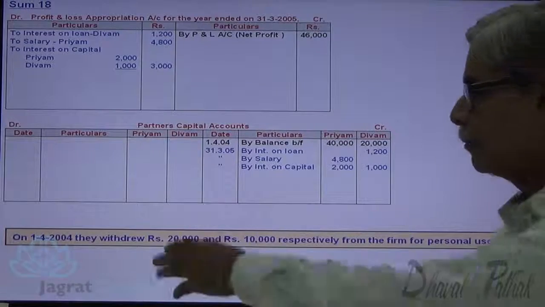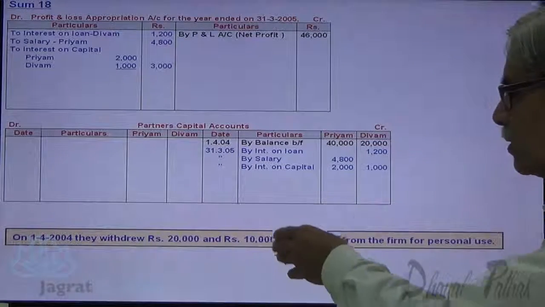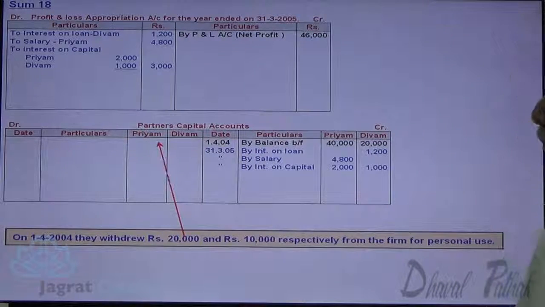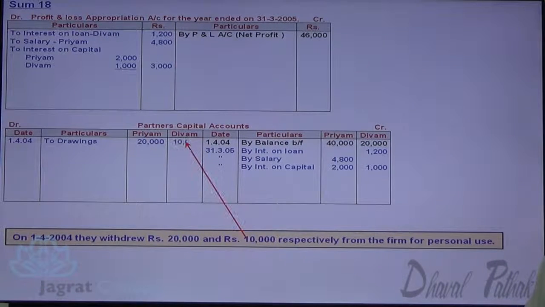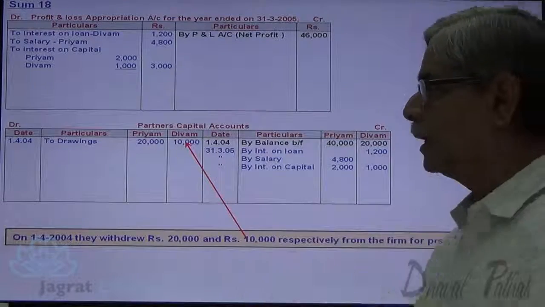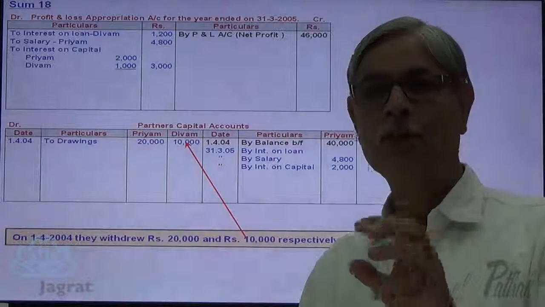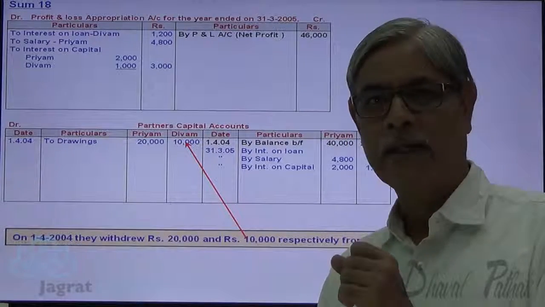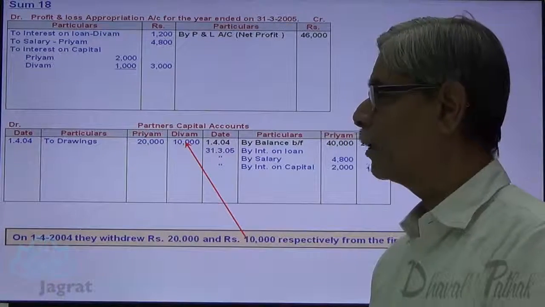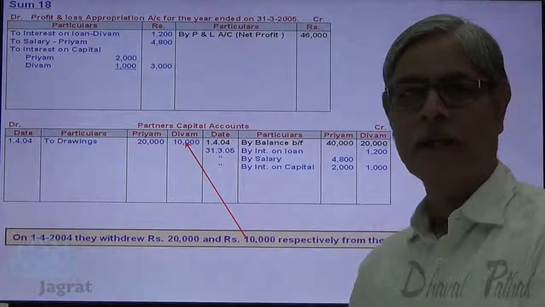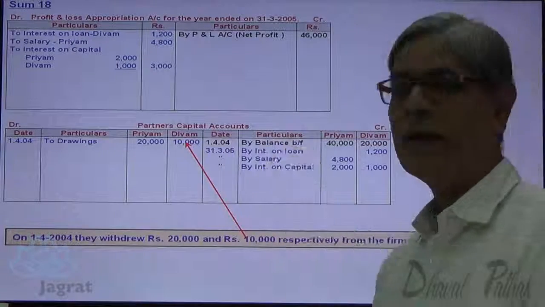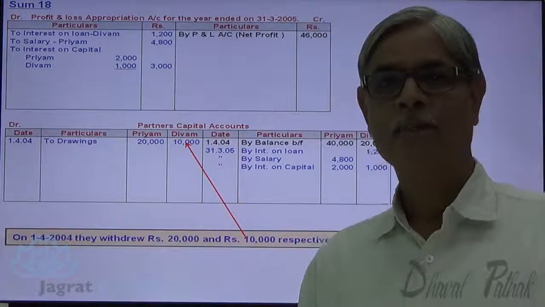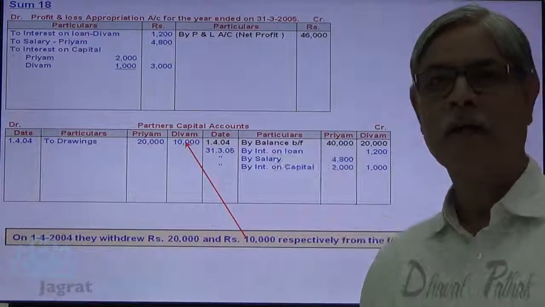Next, they withdrew 20,000 and 10,000. Withdrawals are debited to the capital accounts. So these are the drawings of Priyam and Divam. So annual drawings are transferred to capital account at the end of the year. The journal entry for that is Priyam capital account debit 20,000 to drawings of Priyam account credit. Divam's capital account debit 10,000 to drawings of Divam account credit. This is how transfer of drawings is made and debited to capital account.